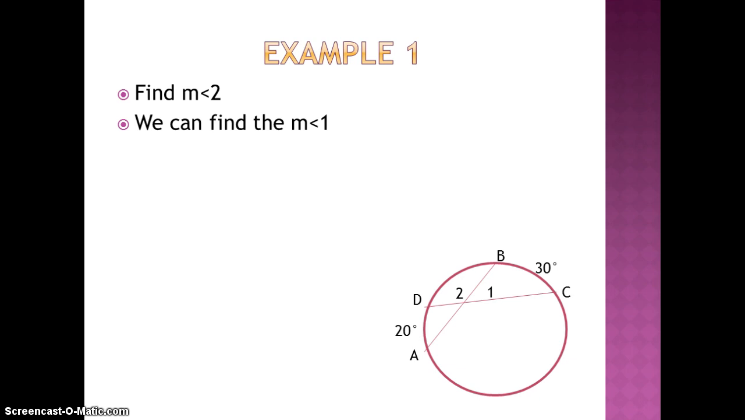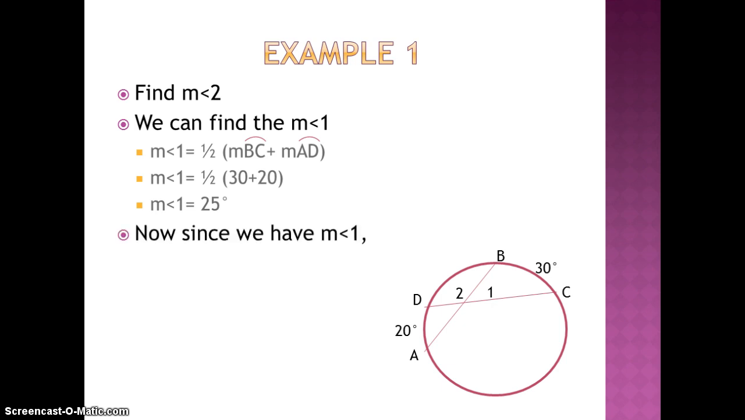We can find the measure of angle 1. Measure of angle 1 equals 1/2 the measure of arc BC plus the measure of arc AD. Measure of angle 1 equals 1/2 of 30 plus 20. The measure of angle 1 is 25.